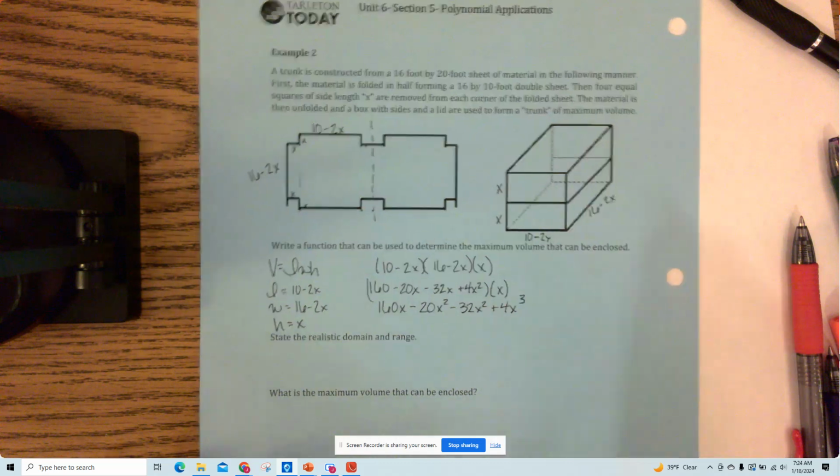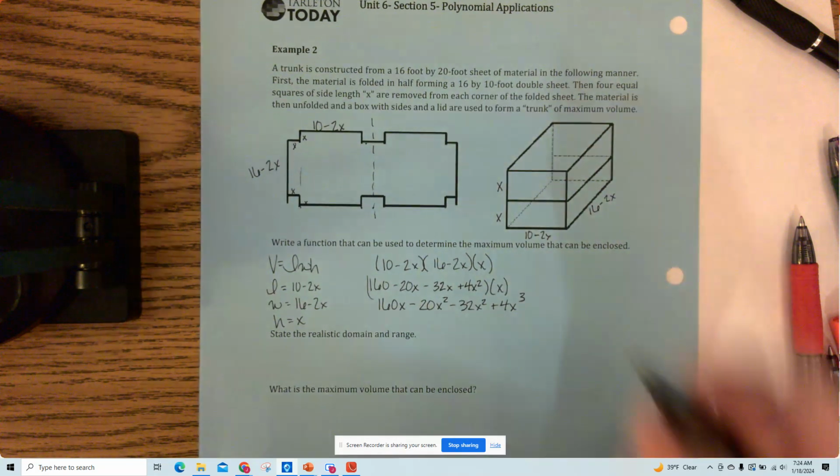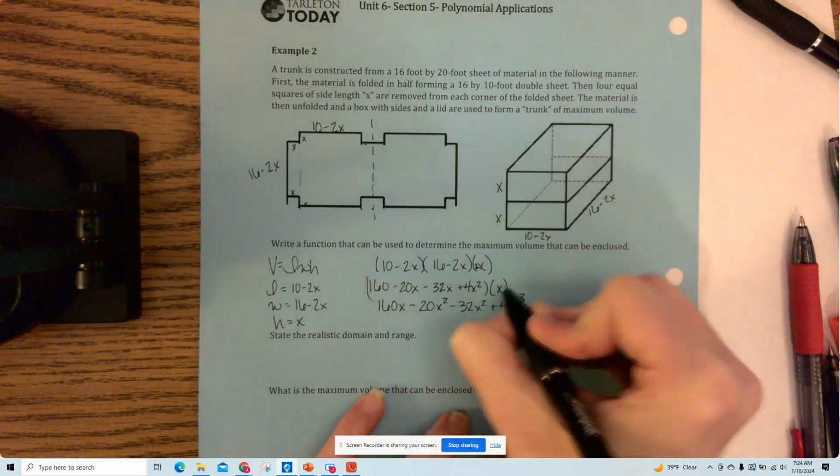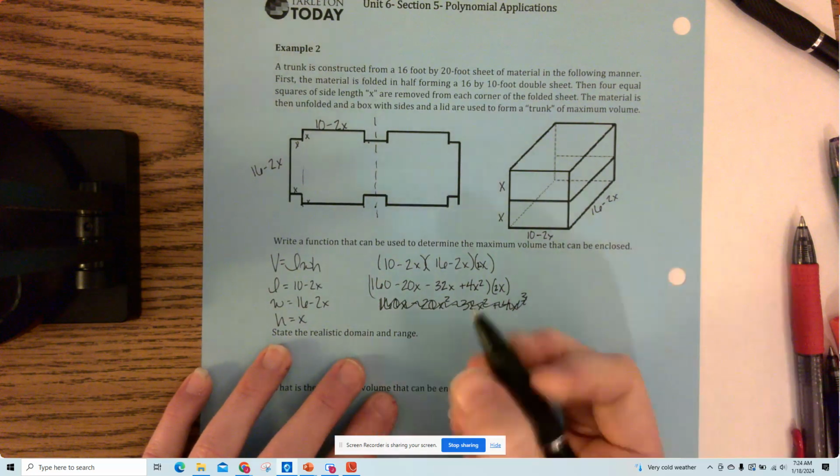All right, writing it now in, oh, I did that wrong. The height should be 2x. I lied to you.